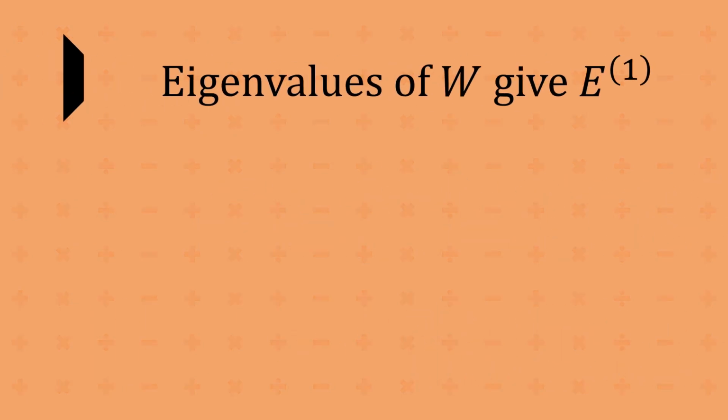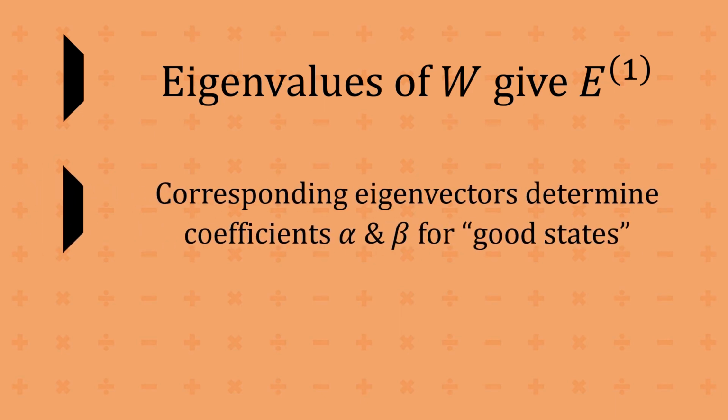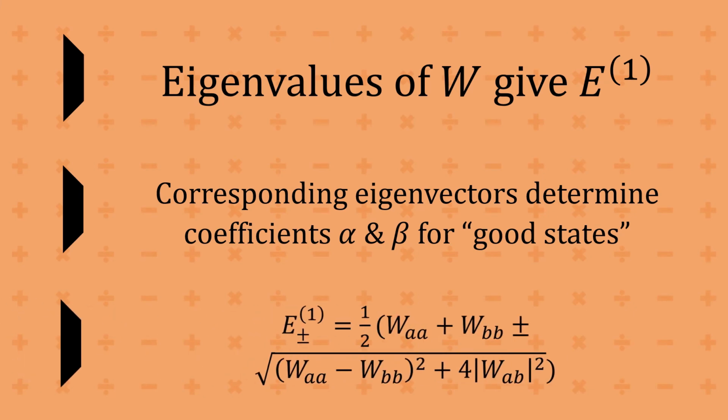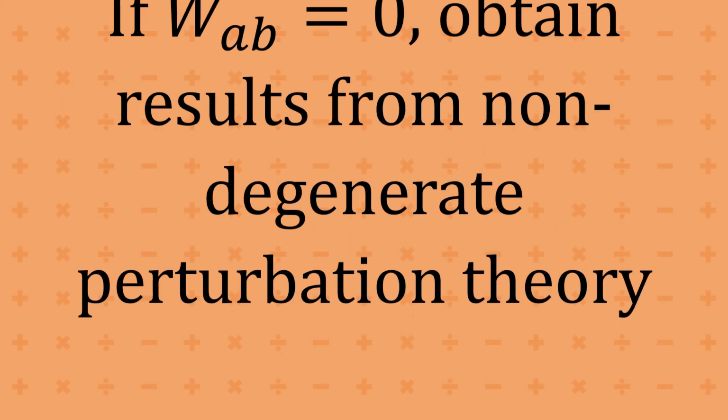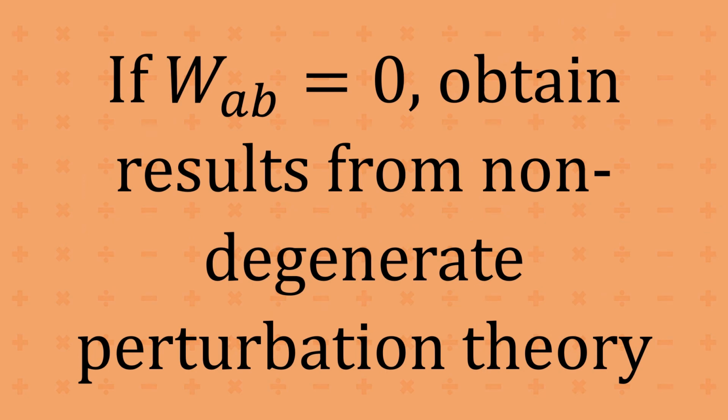Then the eigenvalues of W give the first order corrections to the energy, and the corresponding eigenvectors determine the coefficients alpha and beta that determine the good state. Using the matrix equation, we can show this expression. If WAB equals 0, then we obtain the results from non-degenerate perturbation theory.